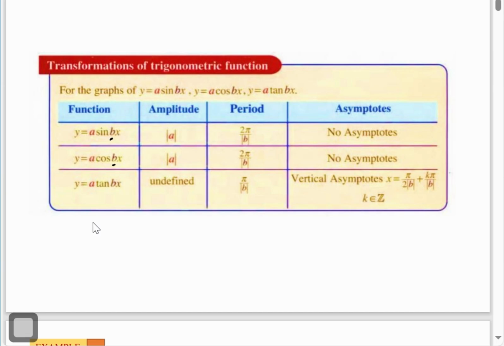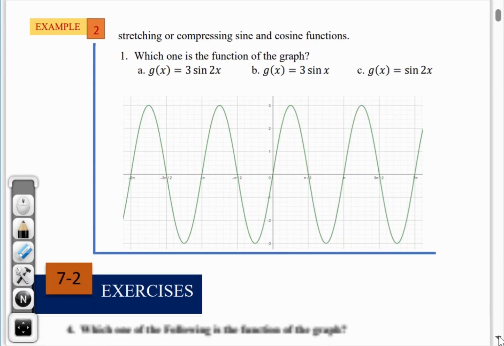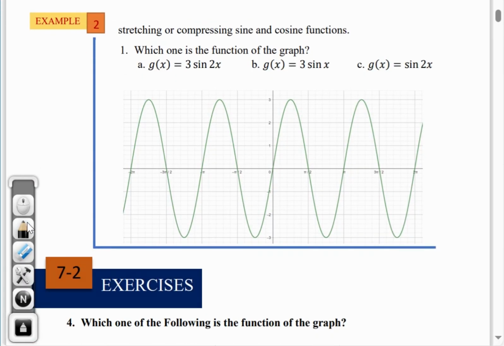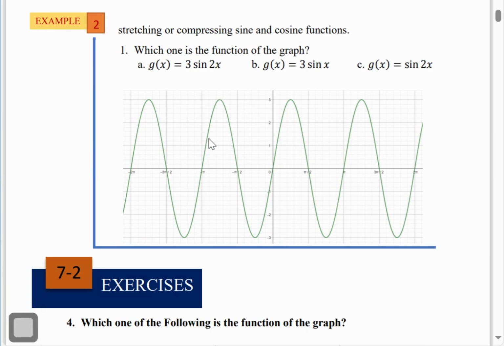Let's move on to the examples. As you see, the examples are like multiple choices. We are going to determine the true function, stretching or compressing sine and cosine functions. Which one is the function of the graph? For example, we have this graph which is given. We are going to find its true function.